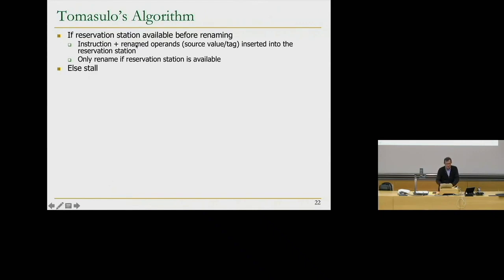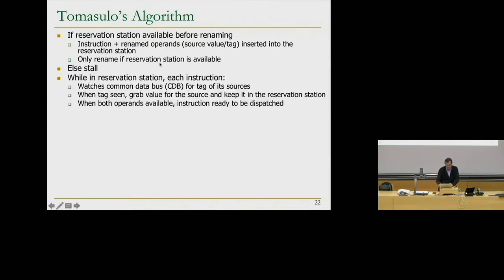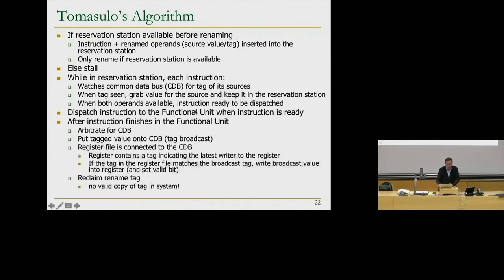An instruction and renamed operands are inserted into the reservation station if one is available, and you only rename if a reservation station is available. While in the reservation station, each instruction watches the common data bus to capture the tag, and when the tag is seen, you grab the value for the source and keep it in the reservation station. When both operands are available, the instruction is ready to be dispatched. And when the instruction is ready, you dispatch it to the functional unit.